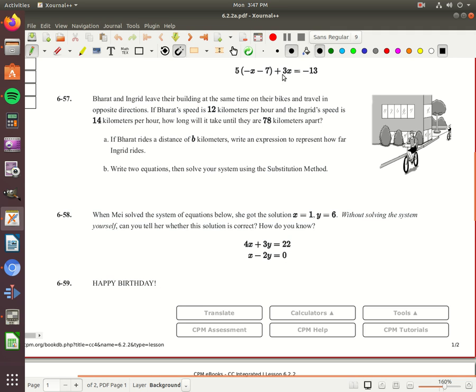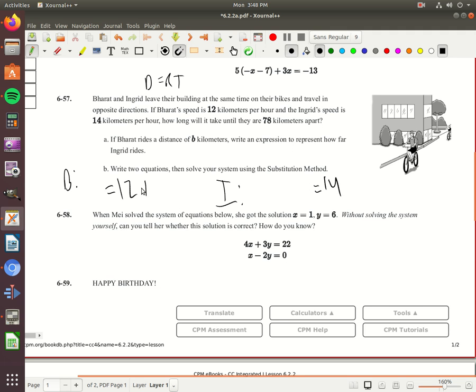Hey, we have ourselves a distance equals rate times time problem. Bharat's speed is 12 kilometers per hour. Ingrid's speed is 14 kilometers per hour. So let's go ahead and make one for each of them. We know Bharat has a rate of 12. We know Ingrid has a rate of 14. How long will it take till they're 78 kilometers apart?